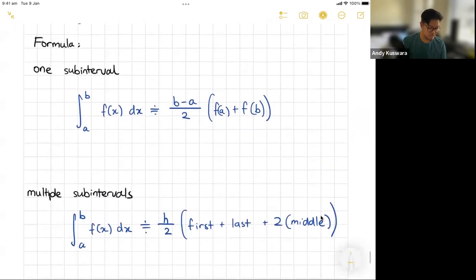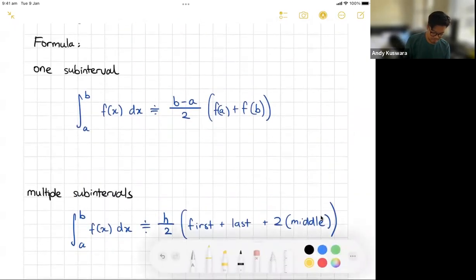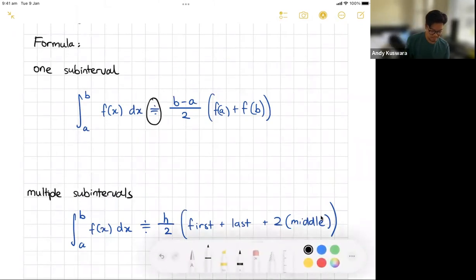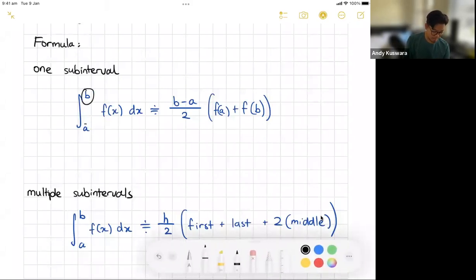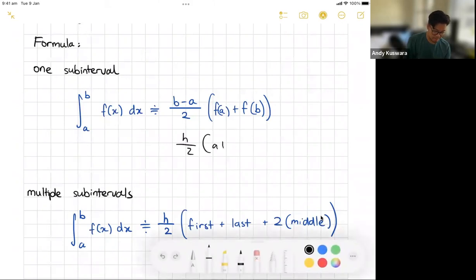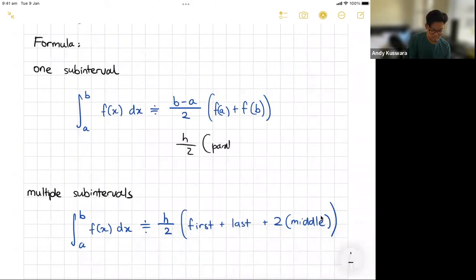Now, here's what the formula looks like. The first one, I don't need to explain too much. If I'm integrating a function between a and b, the approximation, and note that we're using the approximation, is going to be (b minus a) over 2, multiplied by f(a) plus f(b). Or in other words, this is the same thing as height onto a plus b, or the parallel lengths. The parallel sides: parallel side 1 plus parallel side 2.